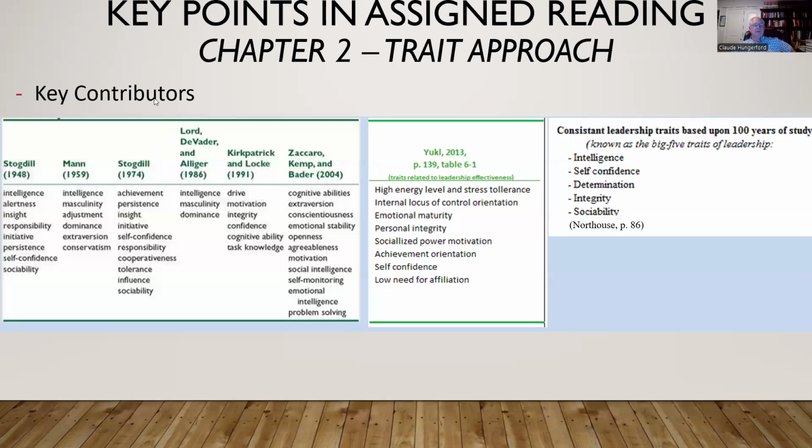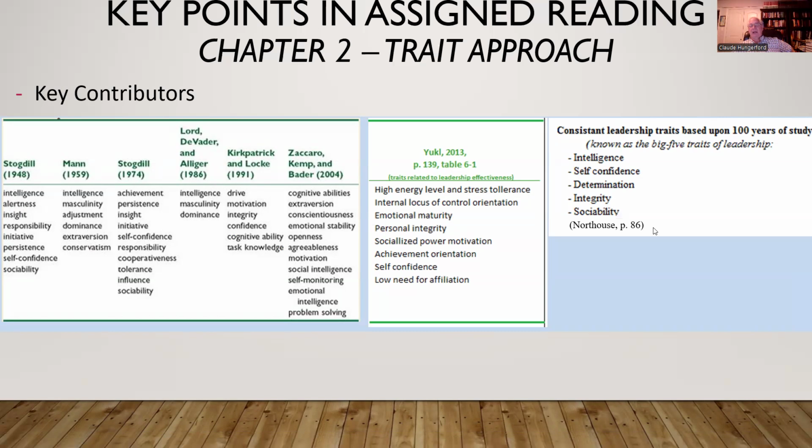Here are some of the key contributors, and you'll see a chart similar to this in chapter two. So Stogdill is one of the main people, Mann, Stogdill again, and then some of the other folks. Zaccaro, and I had seen someone in their papers actually reference Zaccaro on some of their research.